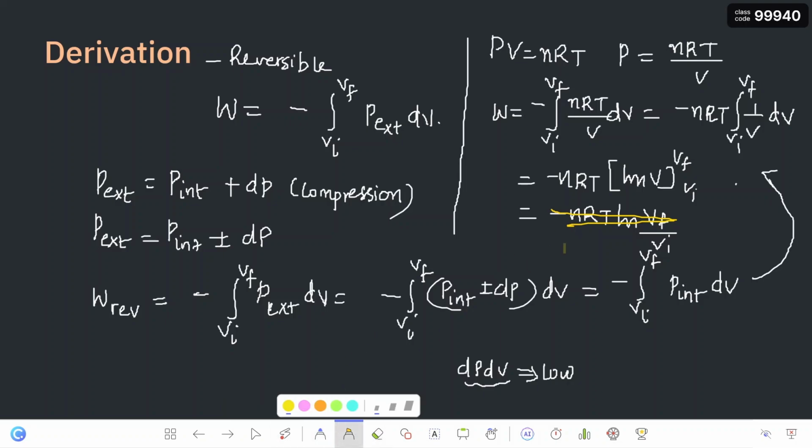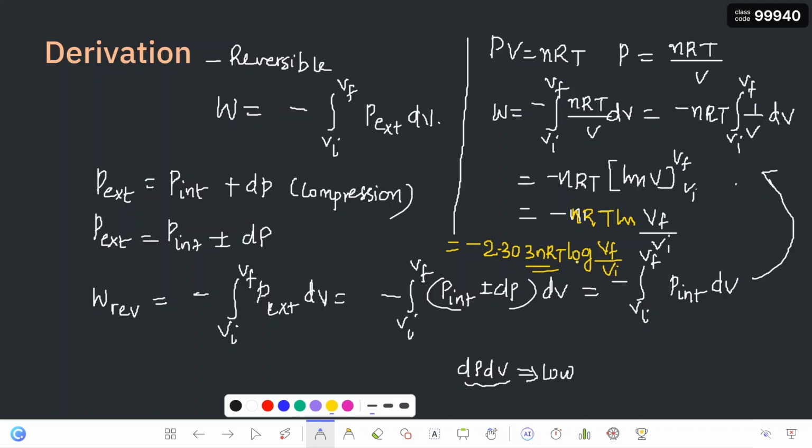This is the final equation: minus nRT ln VF by VI. Otherwise, we can write it in the log form also, which is equal to minus 2.303 nRT log VF by VI. This way also we can write this equation. So this is the important equation for work done in an isothermal reversible process.